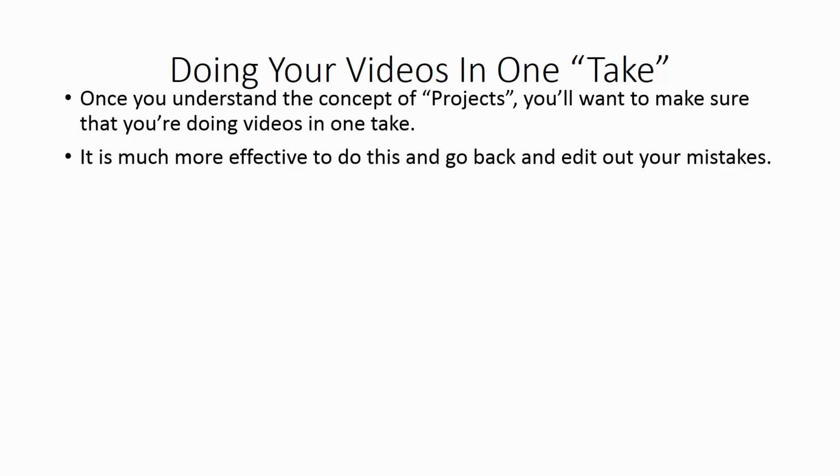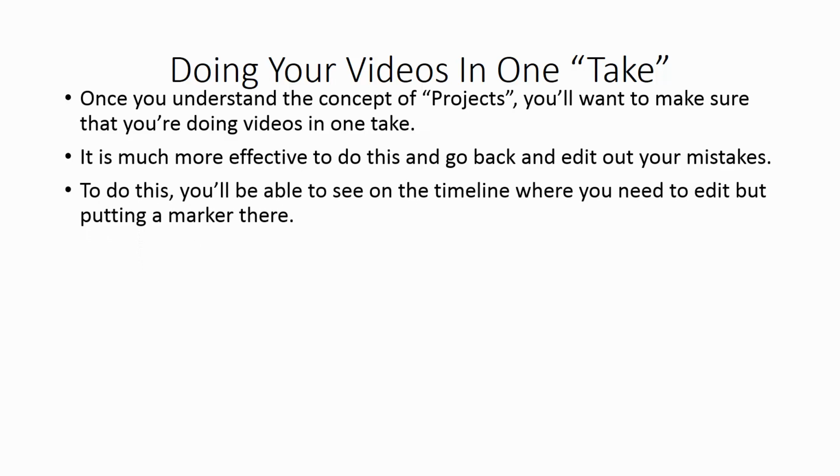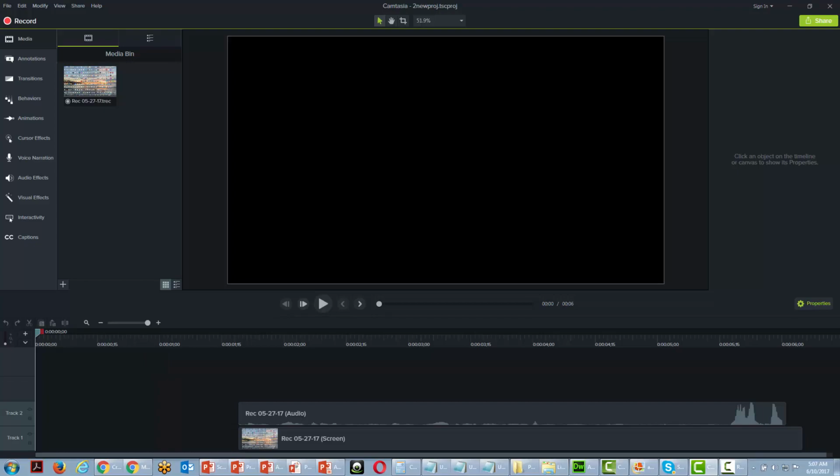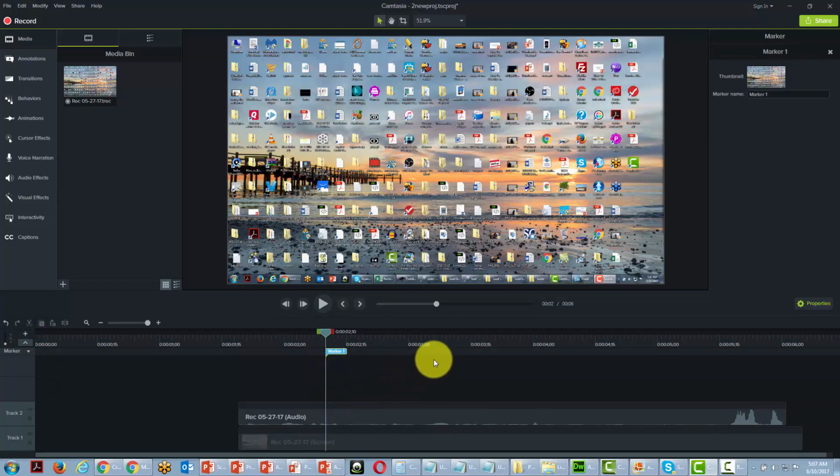It's much more effective to do this and go back and edit out your mistakes. To do this, you want to be able to see on the timeline where you need to edit by putting a marker there. And we've shown you how to do this, but let's go over that again. You can do that by going to the marker menu and then just going to this bar. And you can do that again. You can do that as many times as you want to.